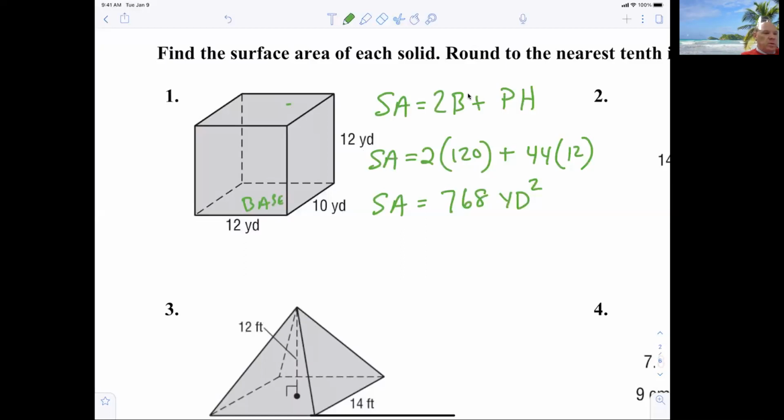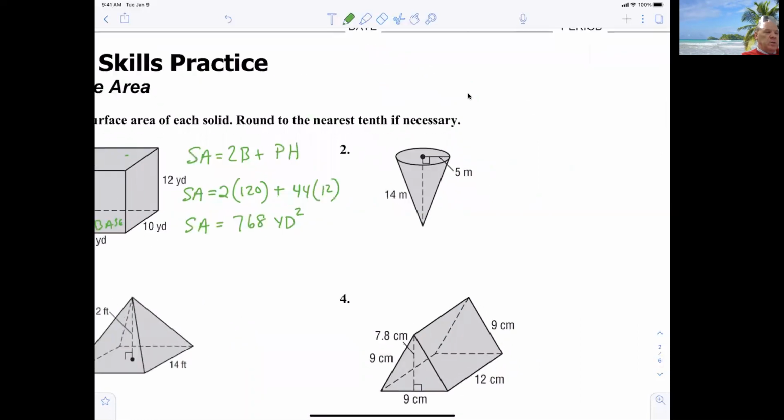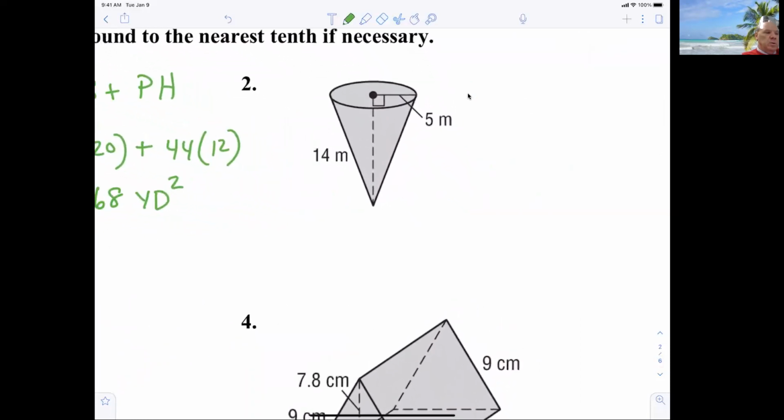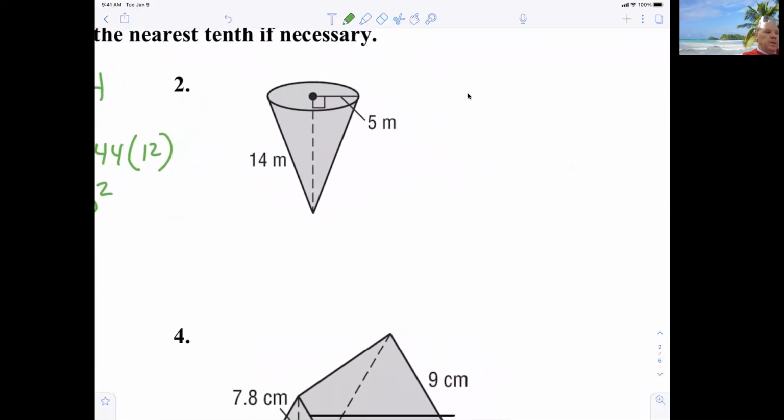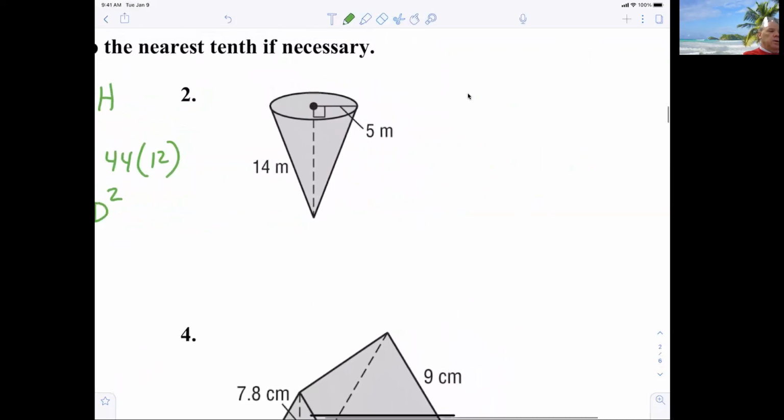All right. So let's check out number 2. Now, again, this is a what? Cone, but a cone has the same formula as a what? Pyramid. All right, so let's talk about it. So surface area is equal to area of the base plus 1/2 perimeter times the slant height.